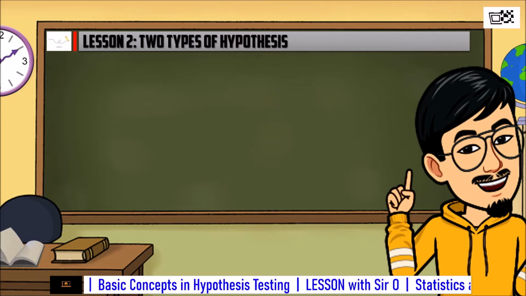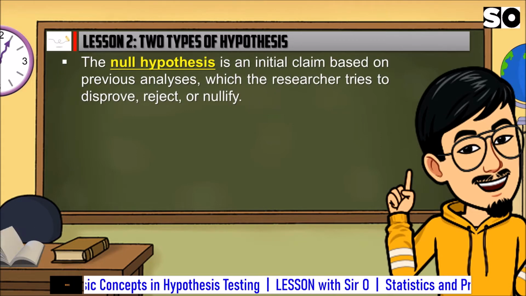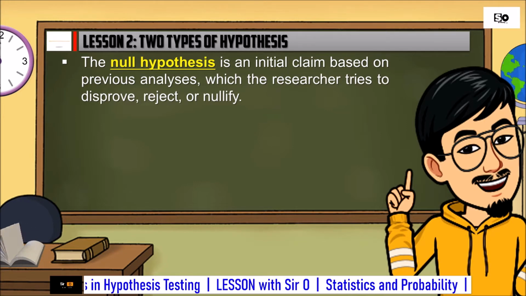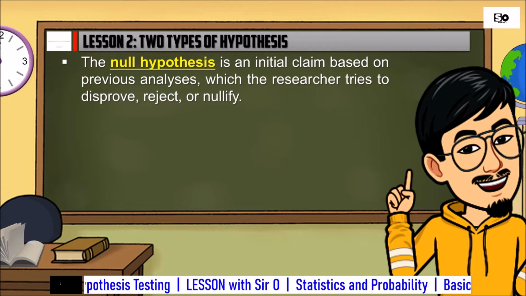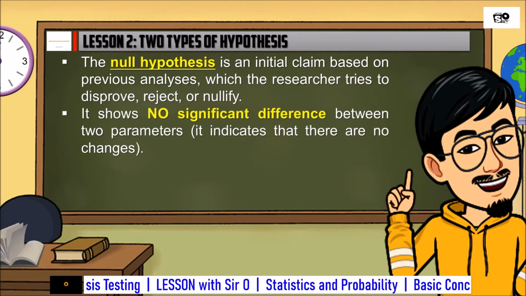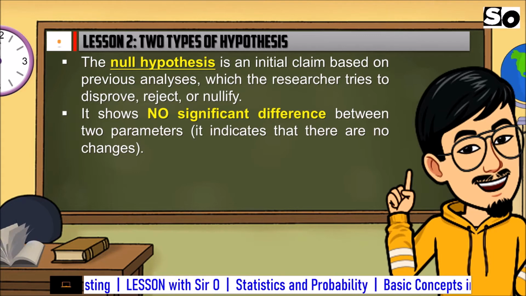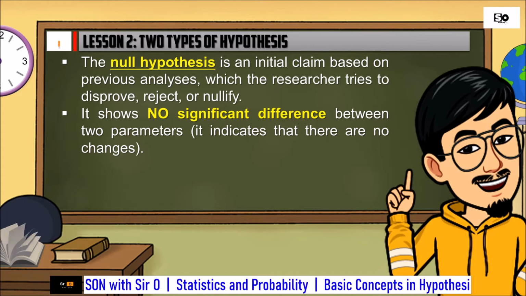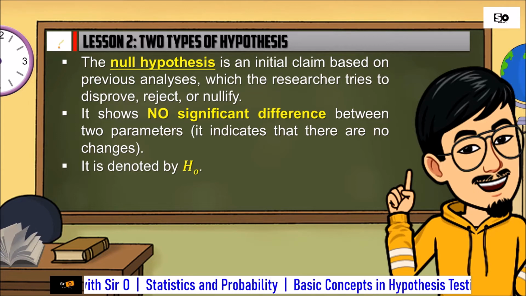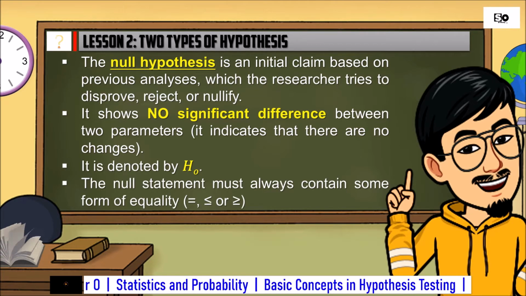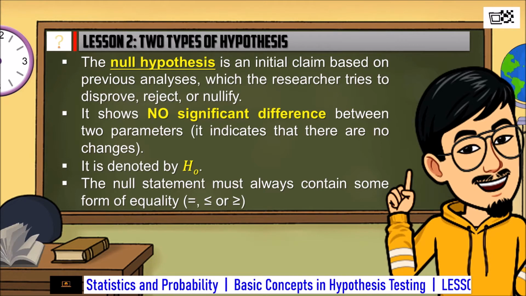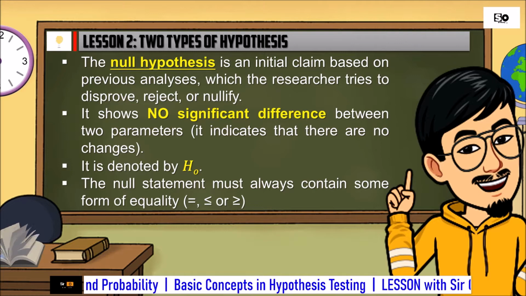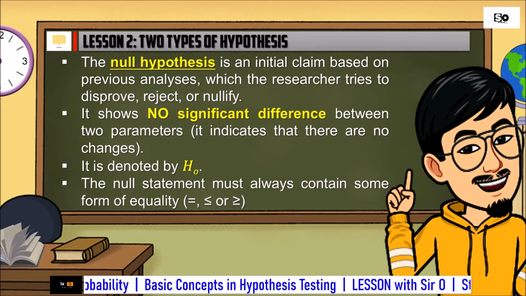Lesson 2. Two types of hypothesis. The null hypothesis is an initial claim based on previous analysis, which the researcher tries to disprove, reject, or nullify. It shows no significant difference between two parameters. It indicates that there are no changes. It is denoted by H sub O. The null statement must always contain some form of equality: equals, greater than or equal, or less than or equal.